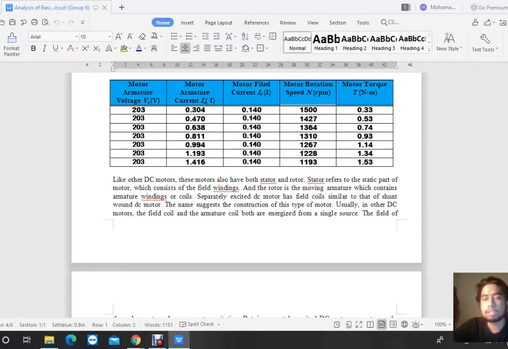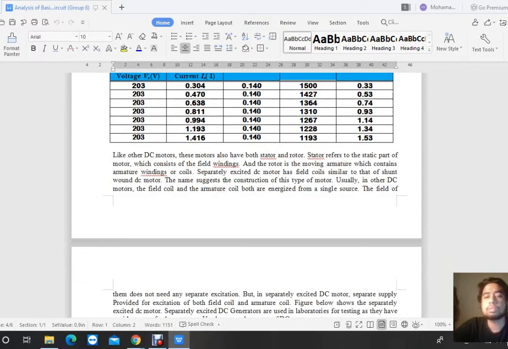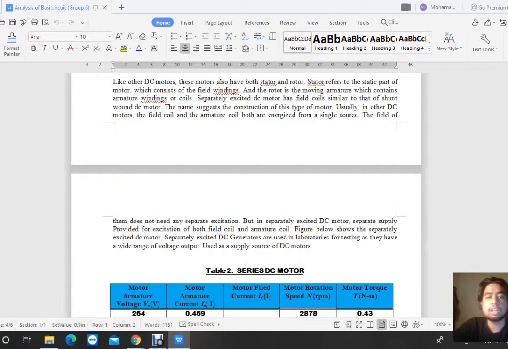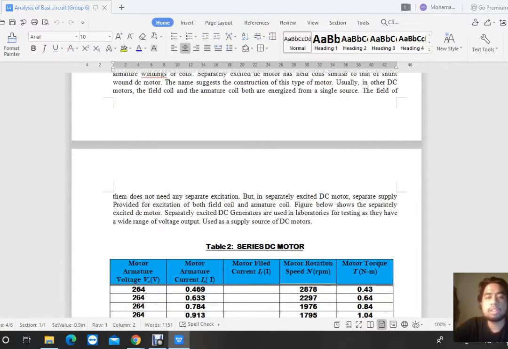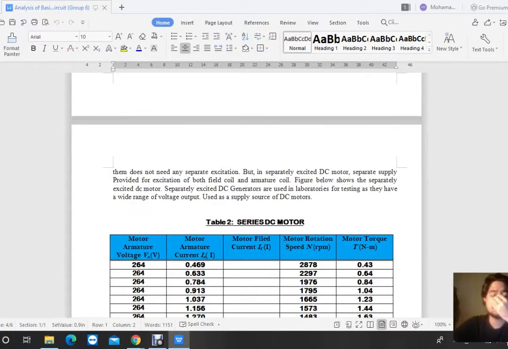The separately excited DC motor has a field coil similar to that of the shunt wound DC motor. The name suggests the construction of this type of motor is usually separate from other DC motors. The field coil and armature coil are both energized from a single source. The field does not need any separate excitation. The separately excited DC motor is used as a DC generator in the laboratory for testing, as it has a wide range of voltage input, and is used as a supply for DC motors.